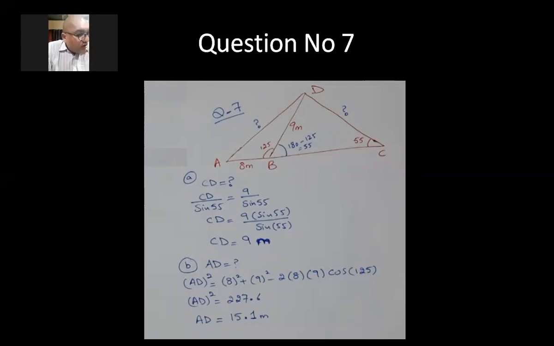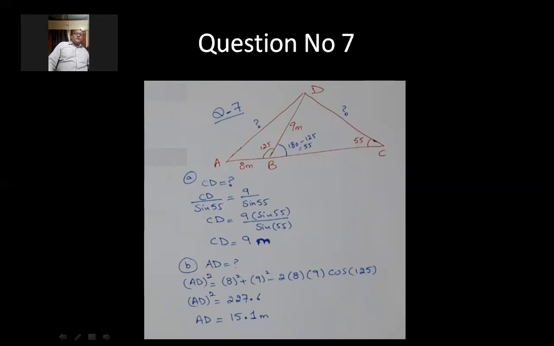Okay, so in the figure, question number 7, I'm reading from the book. In the figure, the point B lies on AC such that AB is 8 meters, BD is 9 meters, angle ABD is 125 degrees, and the angle BCD is 55 degrees. The question is, find the length of CD. So basically, they are asking you to find this length, which is CD.